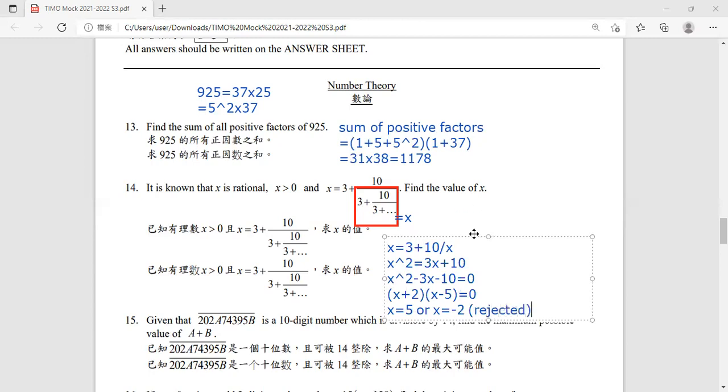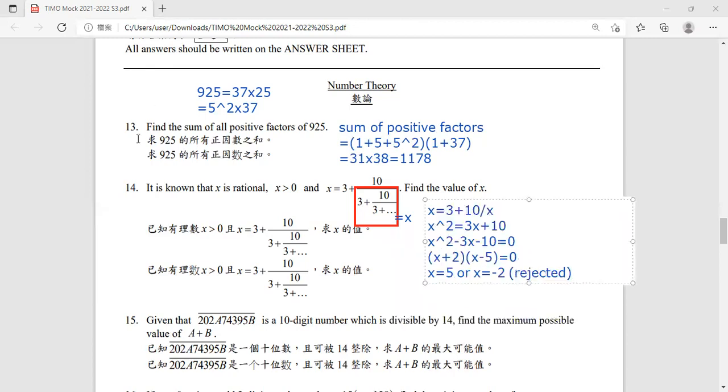It's the same. You find that it's the same as the question before. Nothing special.